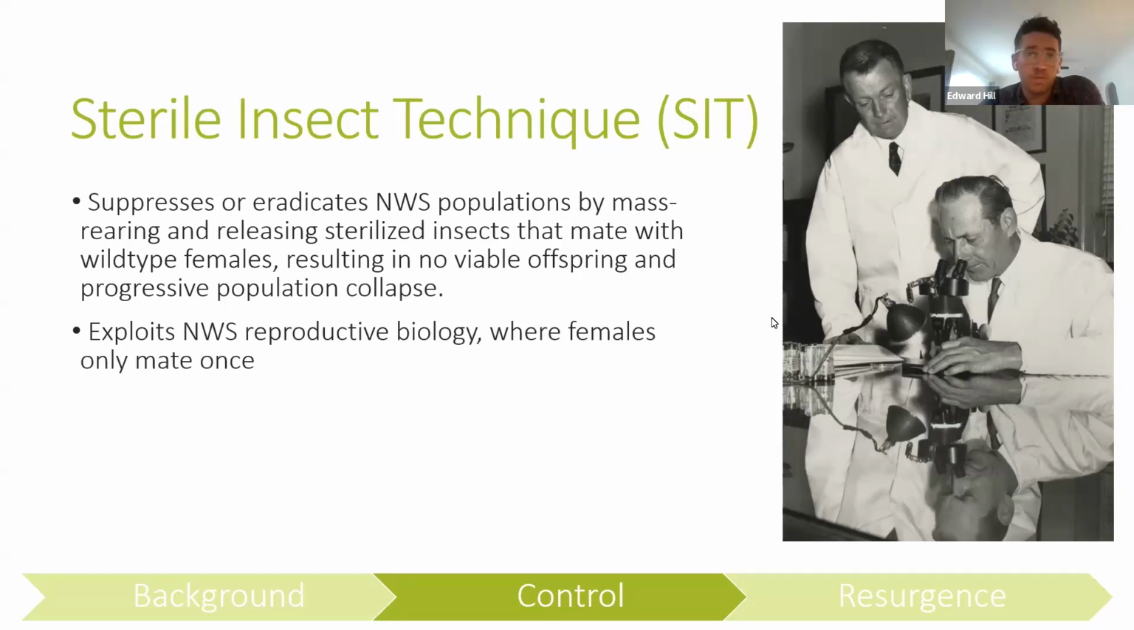And this all kind of hinged on the fact that we knew that females only mated once for New World screwworm. So yeah, they only mate once. Let's give them a partner that is sterile, so that they can't have offspring. Basically, that is the idea.